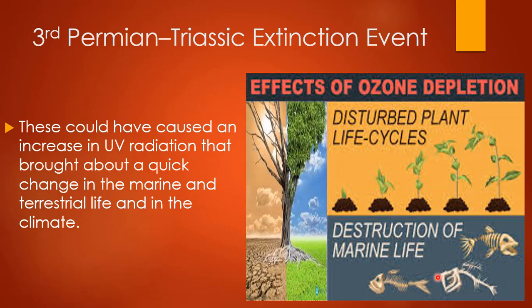There were massive mutations happening in the trees at that time, and this lasted, and a lot of them didn't make it. So this could have caused an increase in UV radiation that brought about a quick change in the marine and terrestrial life in that climate.